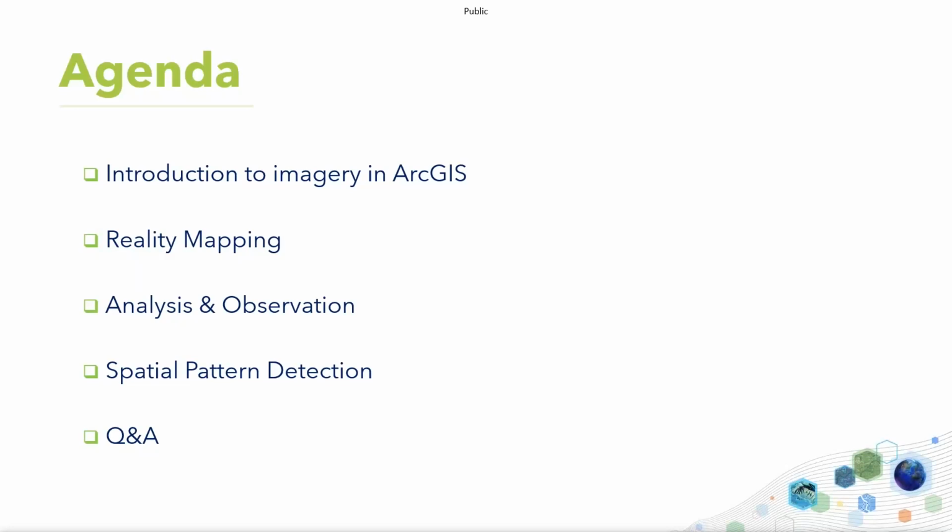We'll kick off with an introduction to imagery in ArcGIS, and then we'll touch on three key elements: reality mapping, analysis and observation, and spatial pattern detection. And then we'll finish up with that Q&A at the end. So if that all sounds good, let's just jump in.